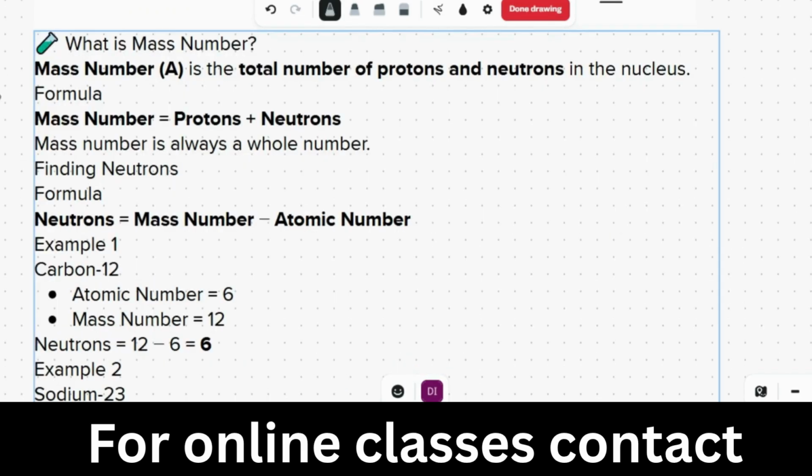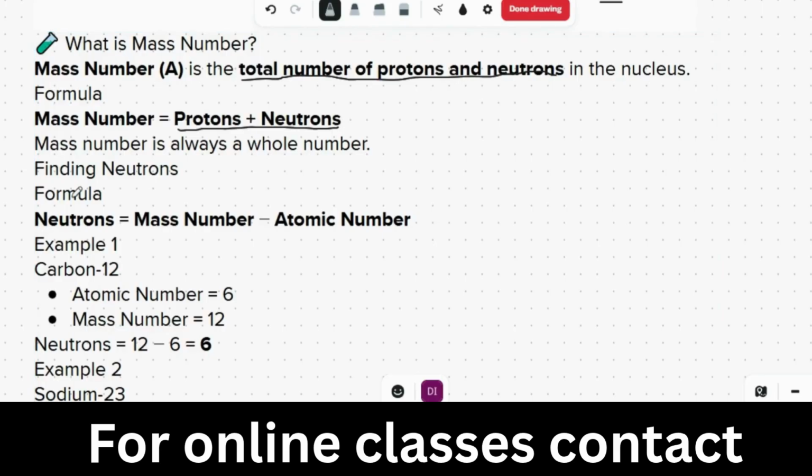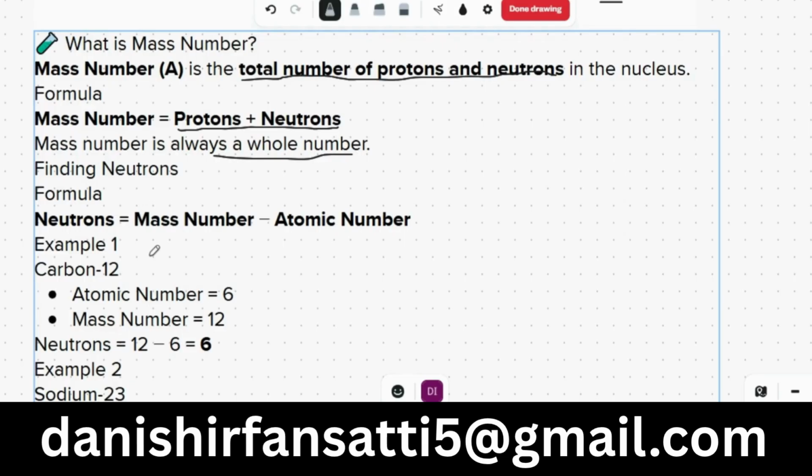So what is mass number? Mass number is the total number of protons and neutrons in the nucleus. So if you want to calculate the mass number, you have to add the number of protons and neutrons. Mass number is always a whole number. If we want to find neutrons, and we have the mass number and atomic number, we simply subtract the atomic number from the mass number.